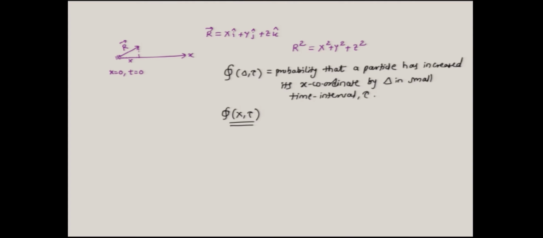Now, what is this phi of X, tau? To understand this, if we consider that at t equal to 0 there were n particles at x equal to 0, then the number of particles at plane x equal to X after time tau would be given by n times the probability that a particle travels a distance whose projection is this capital X in time interval tau. So, n times phi of X, tau.